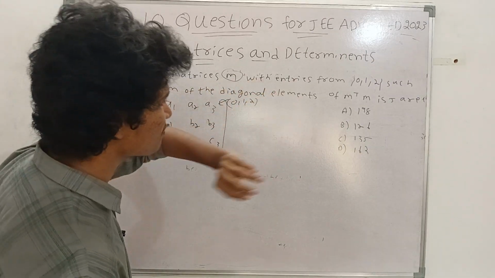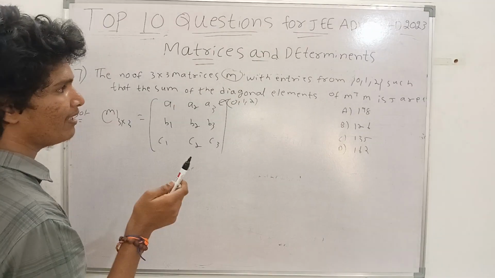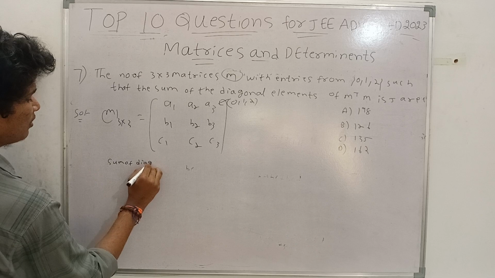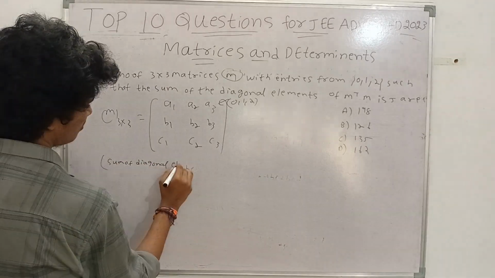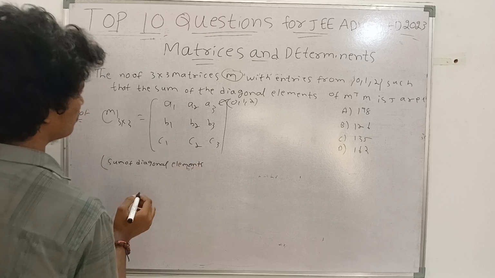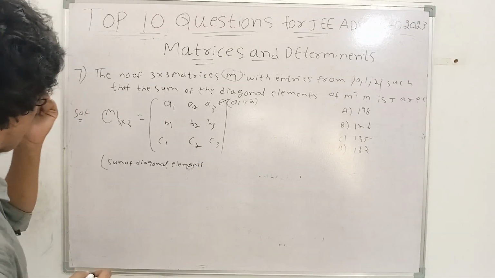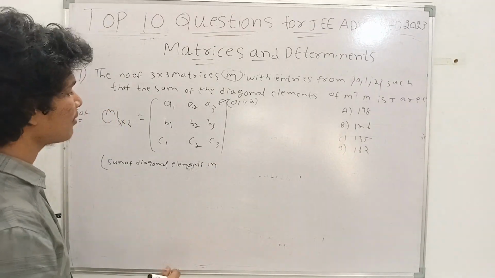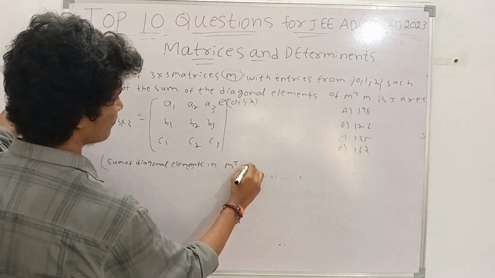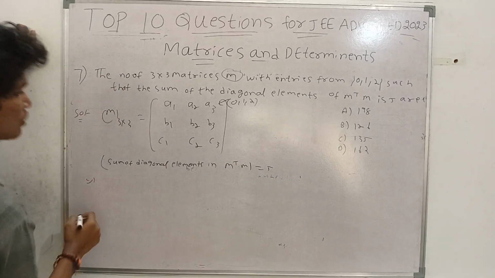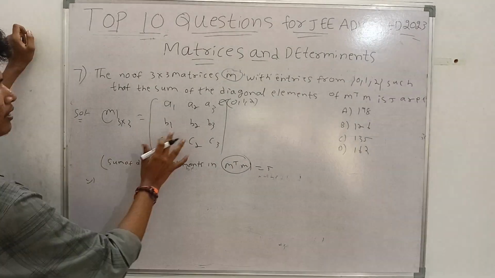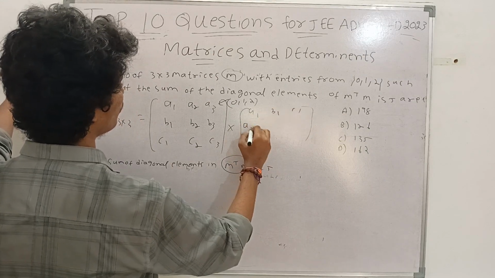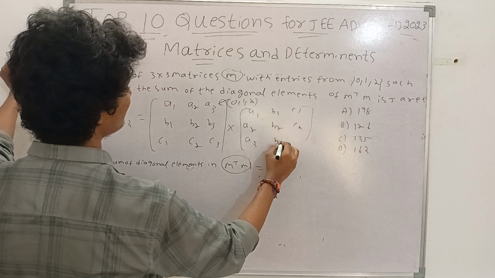Such that the sum of the diagonal elements of M transpose M is equal to 5. They given. So we have to find M transpose into M. What is M here? This thing. And what is M transpose here? It is A1, B1, C1, A2, B2, C2, A3, B3, C3.